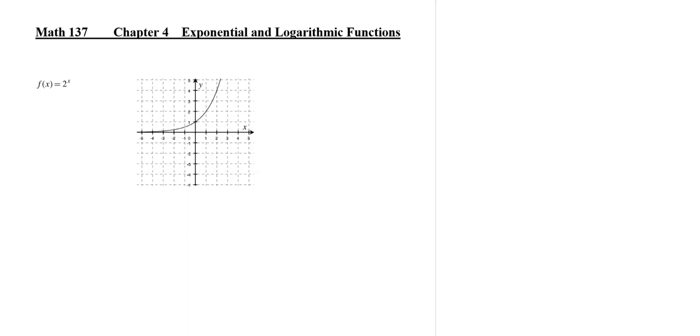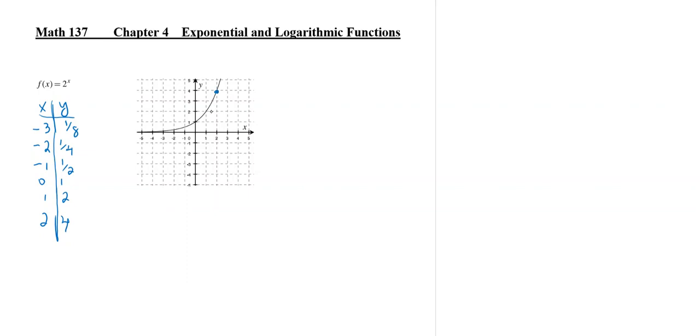Before I start section 4.3, let's review a function we talked about at the beginning of this chapter. The exponential function, f of x equals 2 to the x. Here is its graph. We can make a table of values just to verify these points that are here, x and y. So we did this before. We plugged in these numbers. And we got these values, which correspond to these points on the graph.